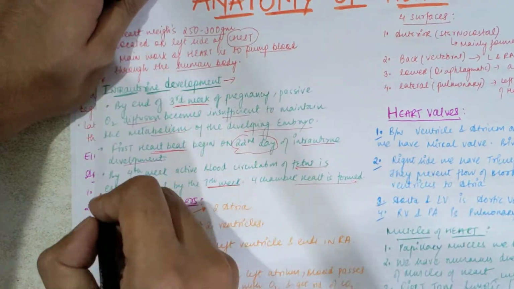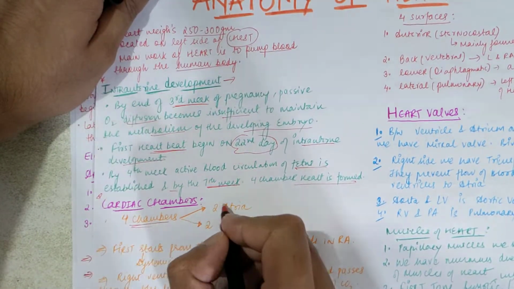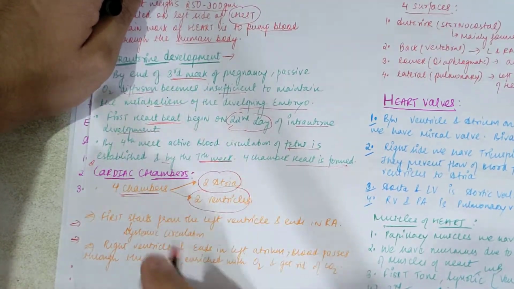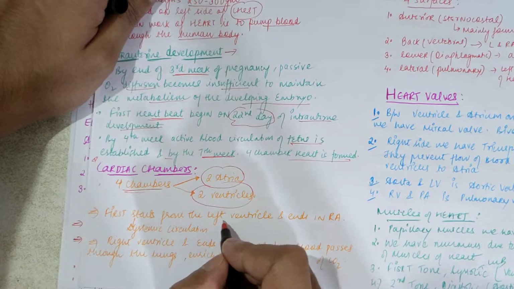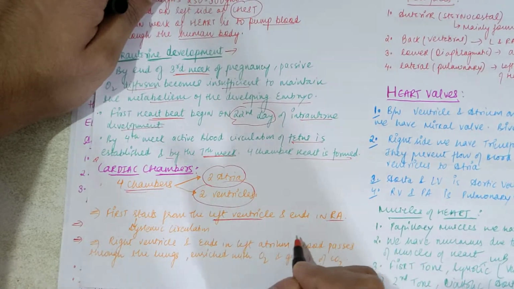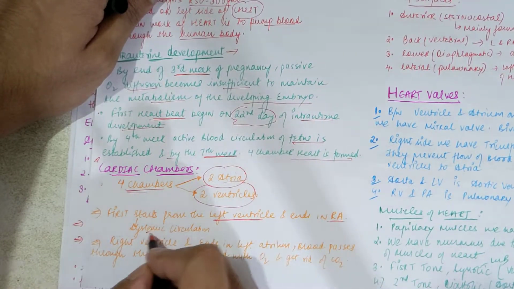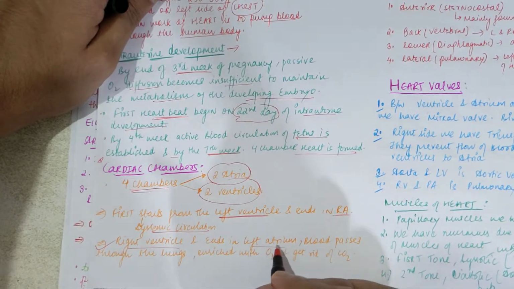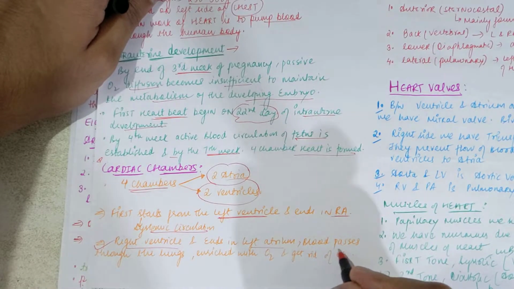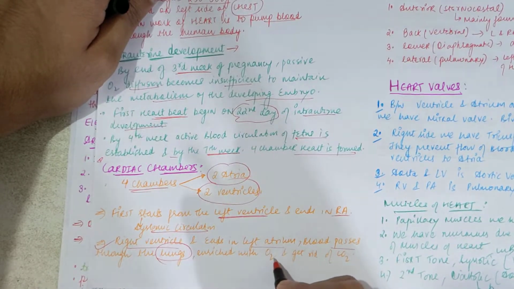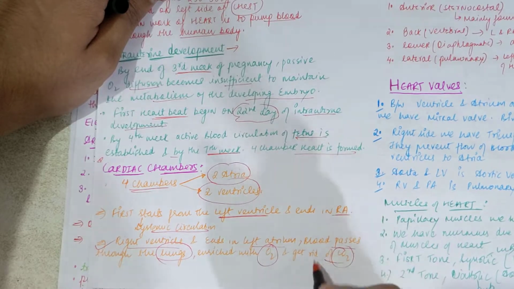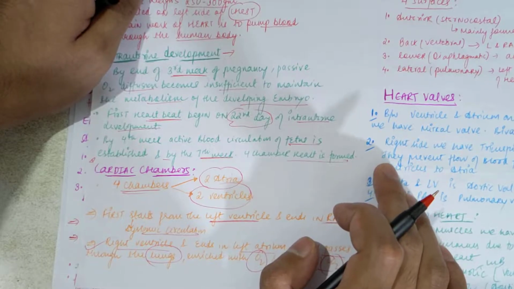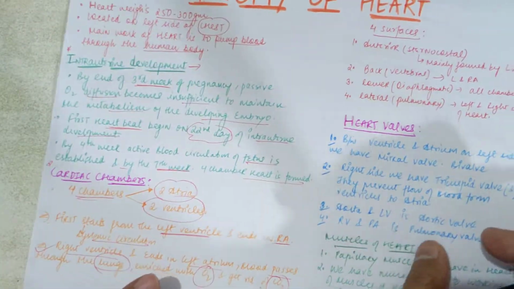Now what are the chambers of the heart? We have 4 chambers: 2 atria, also called atrium, and 2 ventricles. The first circulation starts from the left ventricle and ends in the right atrium. This is called systemic circulation. The second starts from the right ventricle and ends in the left atrium, so the blood passes through the lungs, takes up oxygen and gets rid of carbon dioxide. That is called pulmonary circulation. So we have two types of circulation.